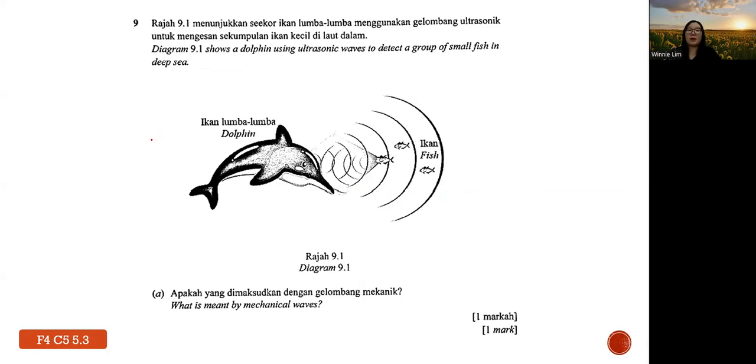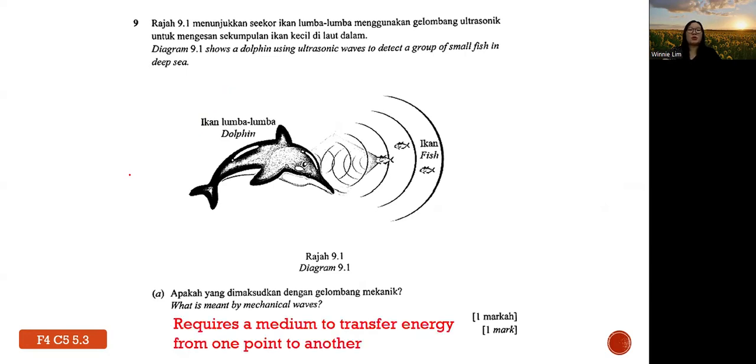So question 9 is under the Form 4 topic, wave topic, on the idea of more towards reflection of sound wave. So diagram 9.1 shows a dolphin using an ultrasonic wave to detect a group of small fish in the deep sea. So what is meant by mechanical wave? Okay, so for information, we have 3 ways to classify wave. We can classify wave as transverse wave and longitudinal wave, and then as progressive wave and stationary wave, and one more is mechanical wave and electromagnetic wave. So mechanical wave means they need a medium to transfer, so they require a medium to transfer energy from one point to another point. So this is a mechanical wave.